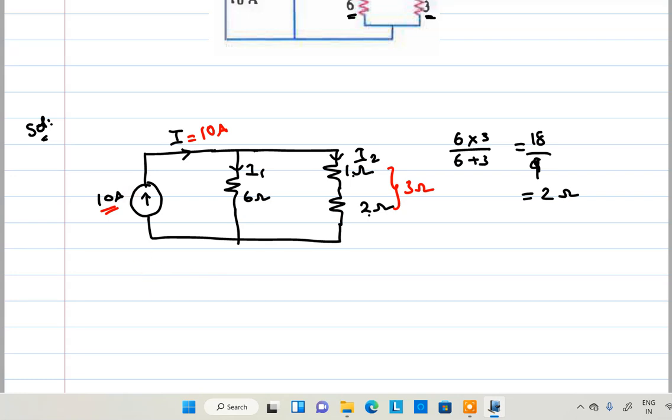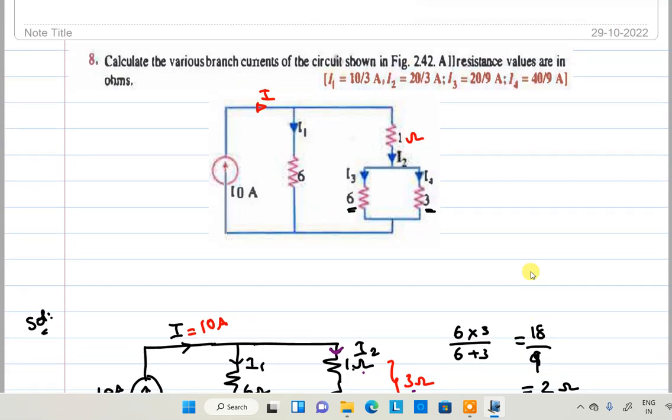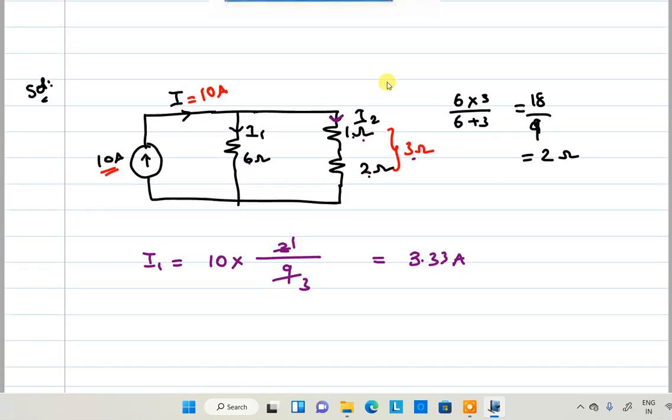Now I1 is equal to, by the current division rule, total current into opposite resistance. The total current is 10 amperes. The opposite resistance is not 1 ohm, together you should consider, because total current I2 is supplied to both the resistors, series connection only. That's why 3 divided by total resistance, 6 plus 3, 9. So 1 time, 3 times, 10 by 3 is equal to 3.33 amperes. What is the current now? 3.33 amperes or 10 by 3. It is given 10 by 3, no issue. So all of you got the idea about I1, right?